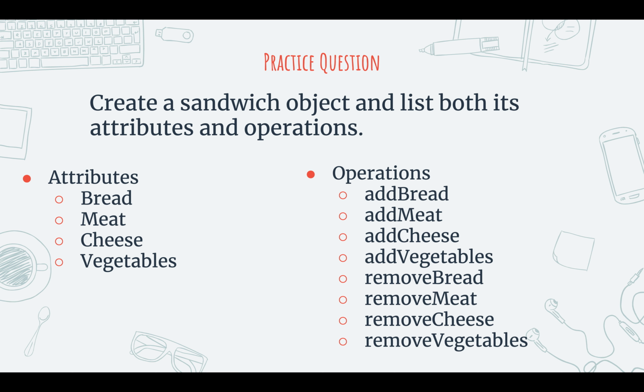And then we have different operations, such as add bread, add meat, add cheese, add vegetables. Maybe we did something wrong in one of our operations, such as adding a certain meat that we don't want. So we can remove a meat from our sandwich. We can also remove a cheese. We can also remove vegetables. Now you're probably thinking, maybe my answer is a little bit different. Don't worry about it. As long as you got the gist of it, you have different attributes for sandwich objects and different operations.